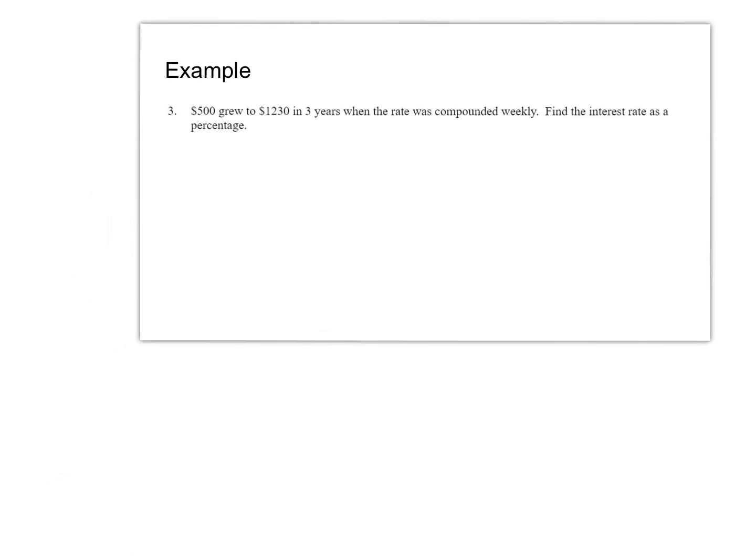All right, so next one. Again, we're going to read the problem first, and I'm going to put the formula up. A equals P times (1 plus R over N) raised to the nt. Okay, so let's read the problem. It says $500 grew to $1,230 in 3 years. What was the rate? It was compounded weekly. Find the interest rate.